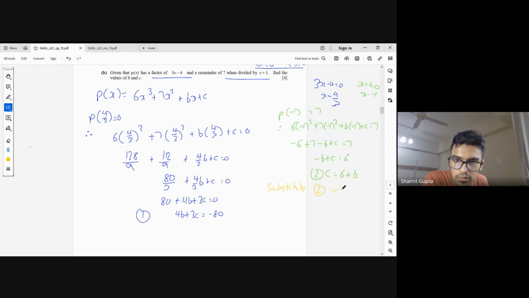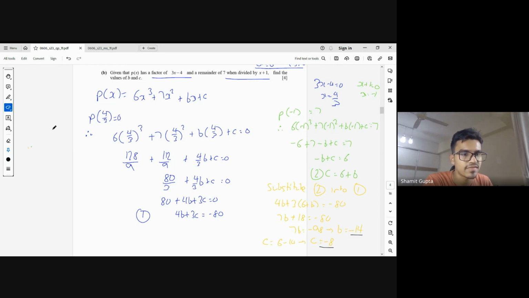Substitute 2 into 1. So it becomes 4b plus 3 times (6 plus b) equals negative 80. This becomes 7b plus 18 equals negative 80. 7b equals negative 98. b equals negative 14. So then c equals 6 minus 14, so c equals negative 8. I'll underline this using black then. b equals negative 14, c equals negative 8.